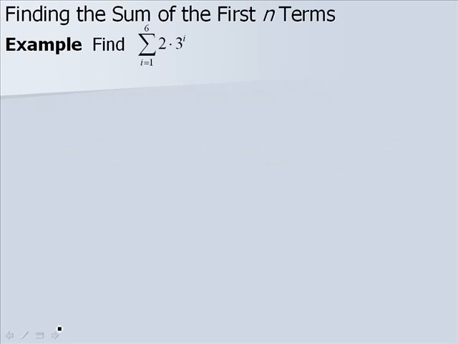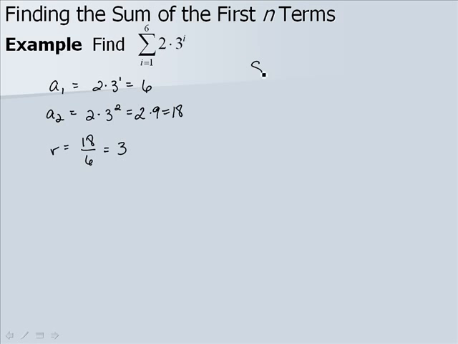Here we want to find the summation from i equals 1 to 6 of 2 times 3 to the i. So A1 is equal to 2 times 3 to the first, or 6. A2 is equal to 2 times 3 squared, which would be 2 times 9, or 18. So to find R, we'll divide 18 by 6, and we'll get R is equal to 3. And we know that Sn is defined as A1 times (1 minus R to the n) over (1 minus R).